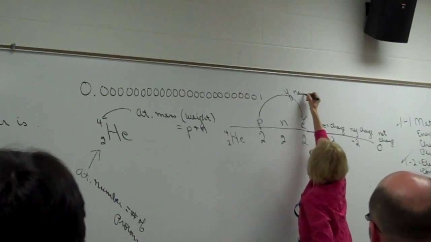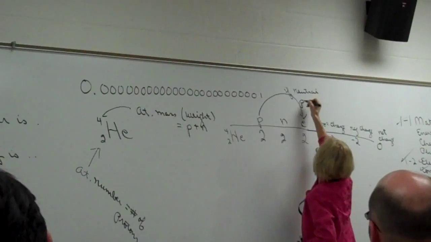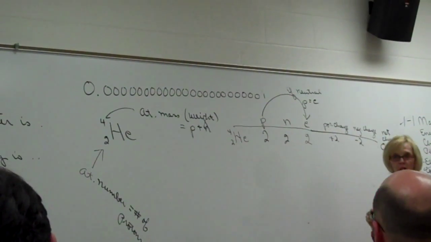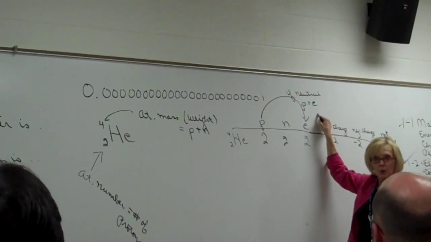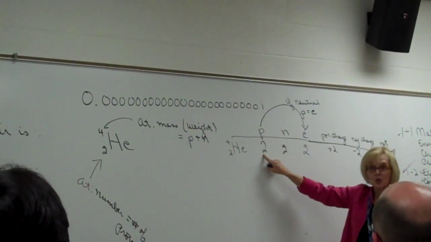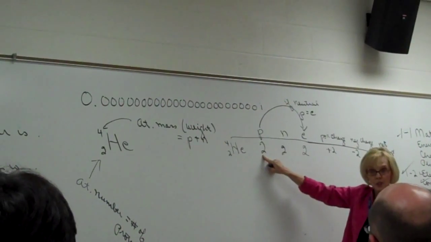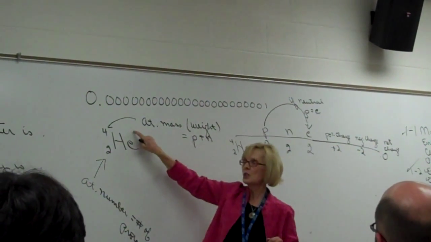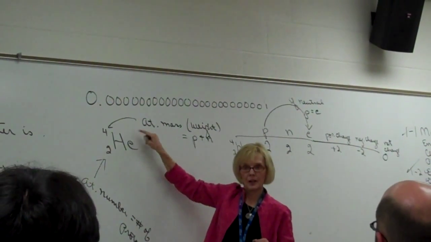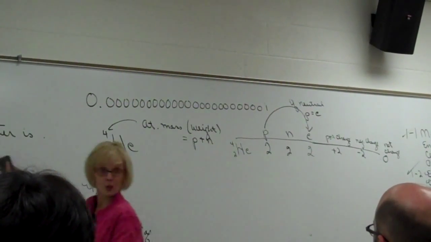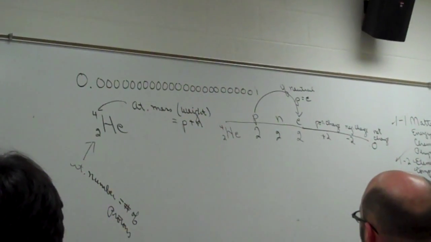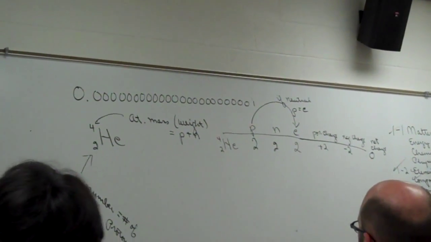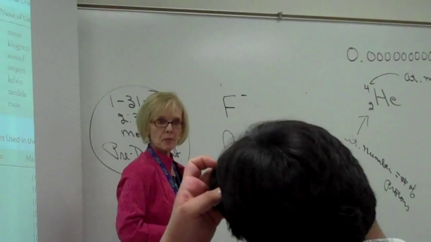If neutral, your number of protons will equal your number of electrons because each proton is +1. And if it's neutral, and we know it's neutral because no charge is showing. How would you know if it is? If it's not neutral, there'll be a charge up there.